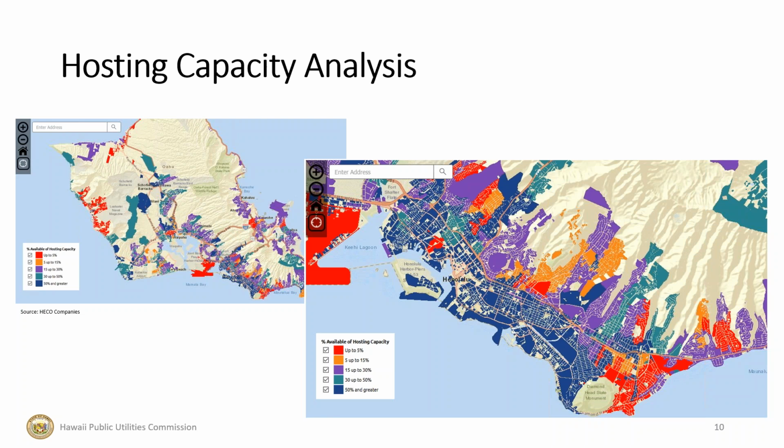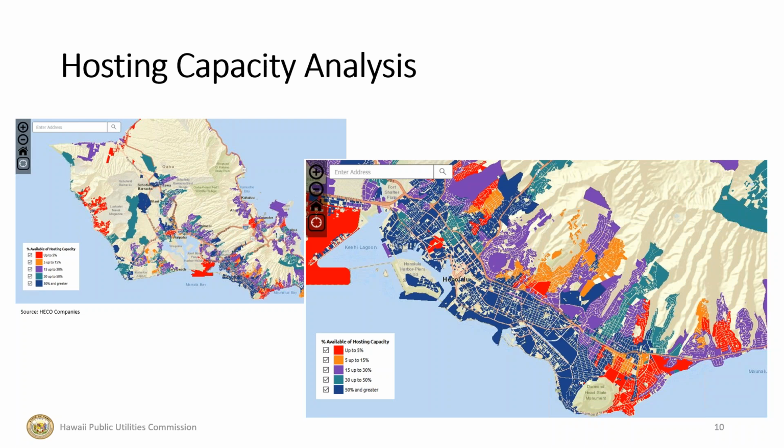But on the other hand, you can see there are a number of areas, in particular, I've zoomed in on the right side of the slide there. That's Honolulu, that's kind of the urban core. And there's a number of areas in blue and green where DER adoption is not as high and interconnection should be more streamlined and significantly less costly in those areas.